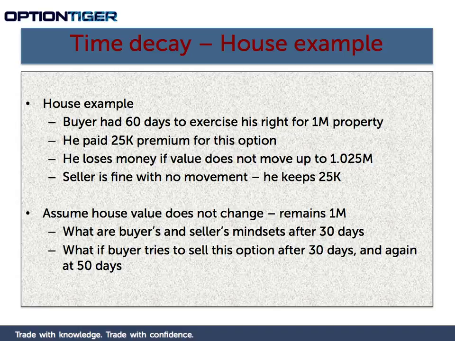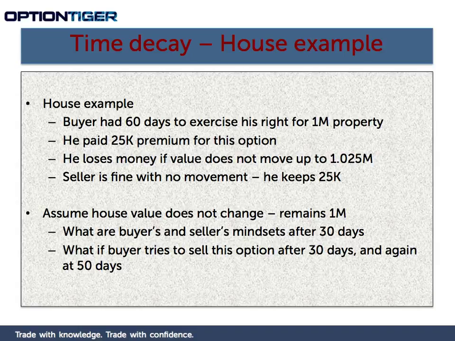But if you look at it from the seller's angle, he's fine with no movement in price because he's got the $25,000 in premium. He is perfectly fine if the value of the house does not increase or if it goes down. Just speaking from this option's perspective, the seller is fine with no movement or movement to the downside, whereas the buyer is getting concerned.